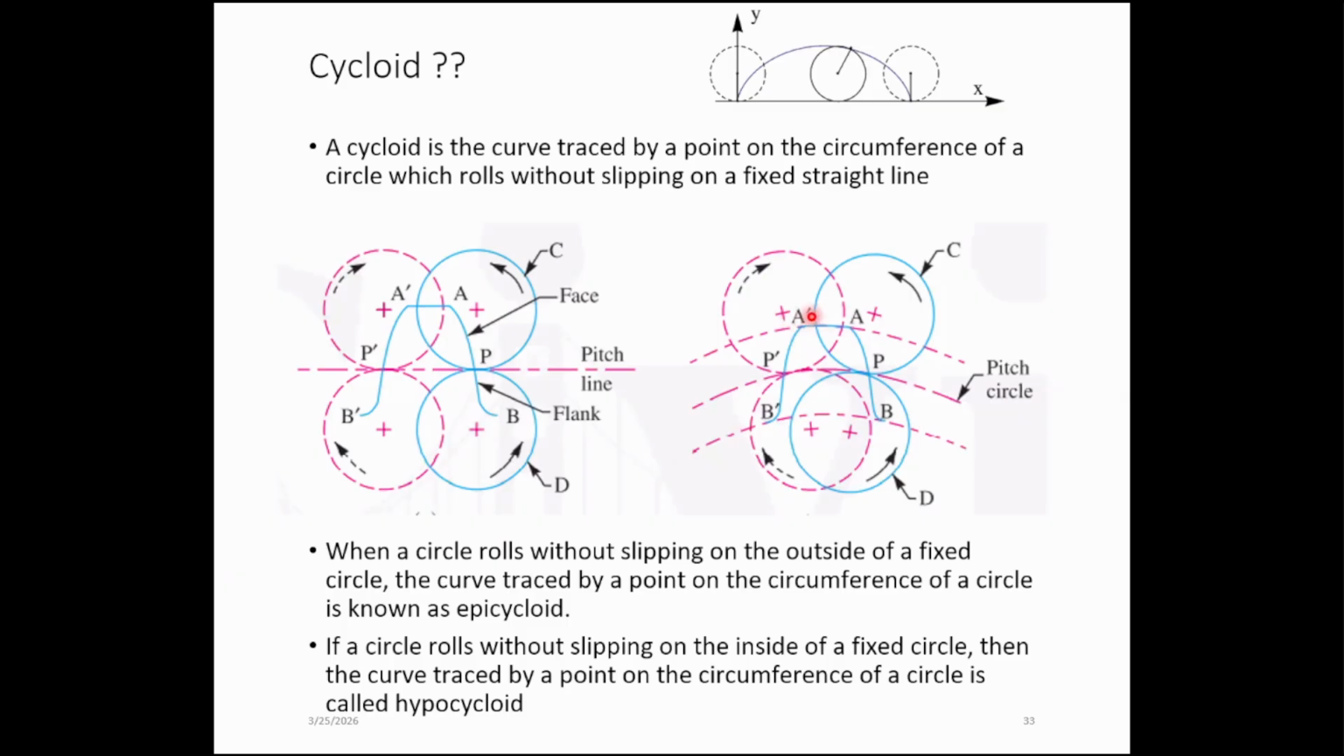A cycloidal tooth profile is a creation of both epicycloid and hypocycloid. But at the top land, it is not just a trace point, it is created by using a parallel offset of the pitch circle.